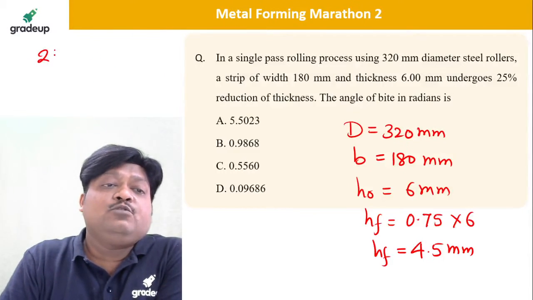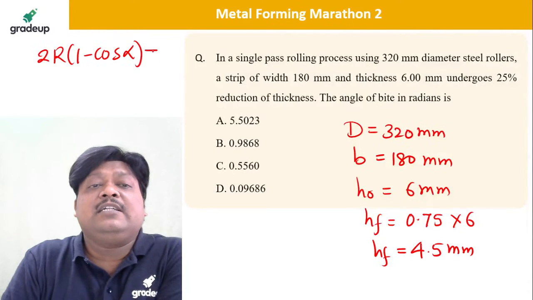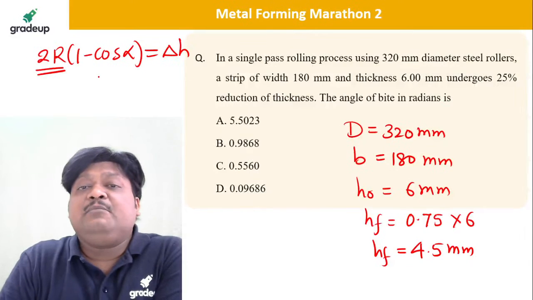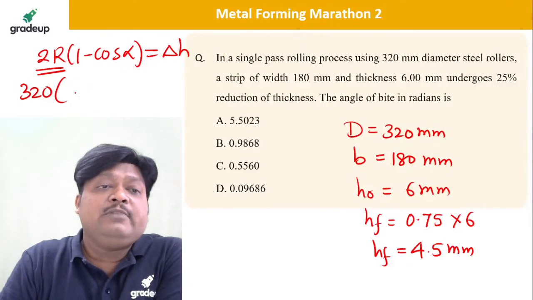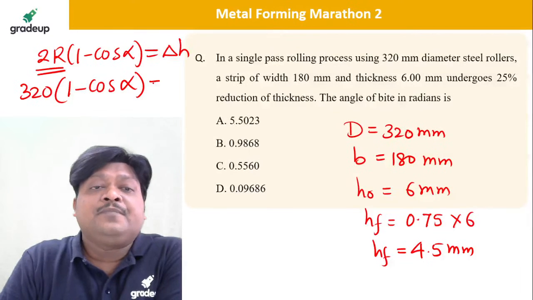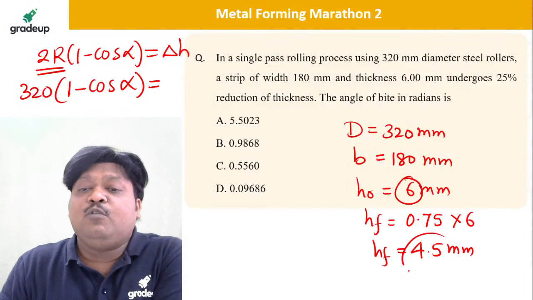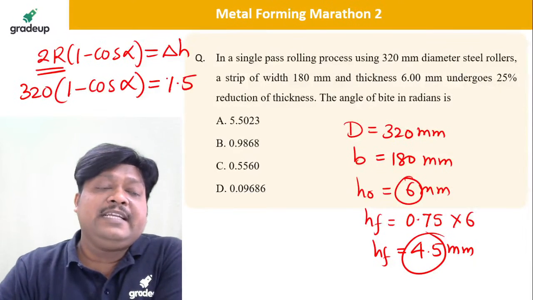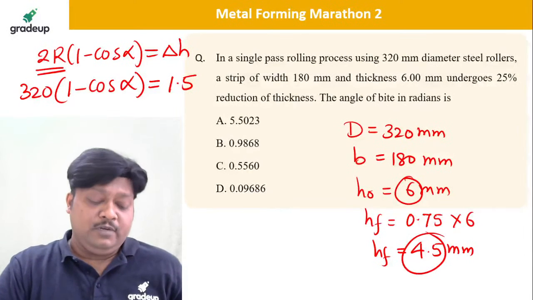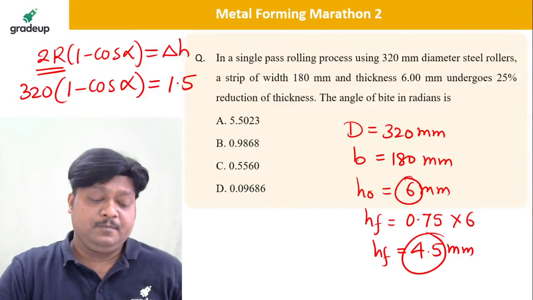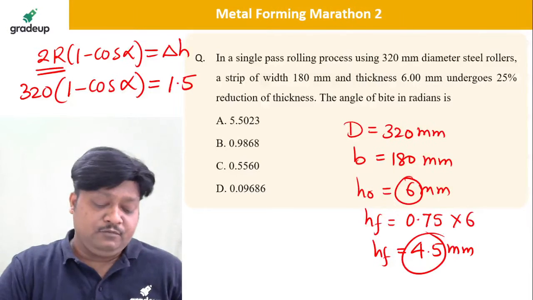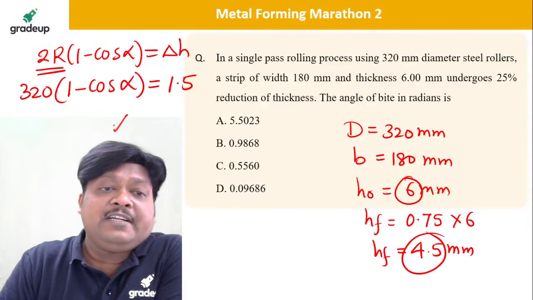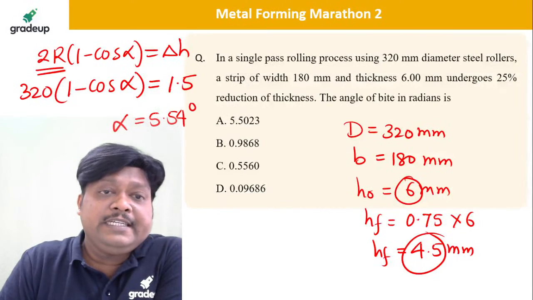We know that 2R into bracket 1 minus cos alpha is nothing but the draft, delta h. 2R is nothing but the diameter of the roller, 320. So 320 into bracket 1 minus cos of the unknown angle alpha is equal to delta h, 6 original minus 4.5 final, which is 1.5. So 1.5 divided by 320, then 1 minus answer, shift cos inverse of answer. Alpha is coming as 5.54 degree.